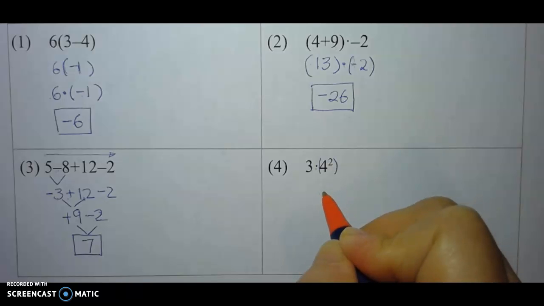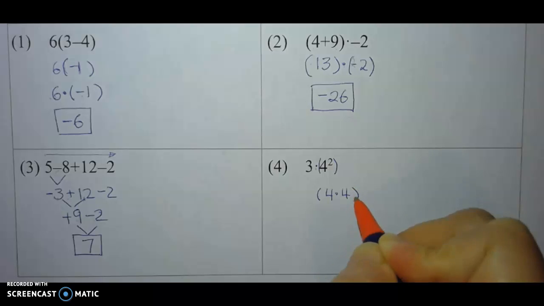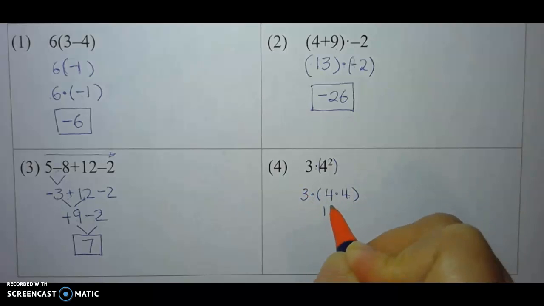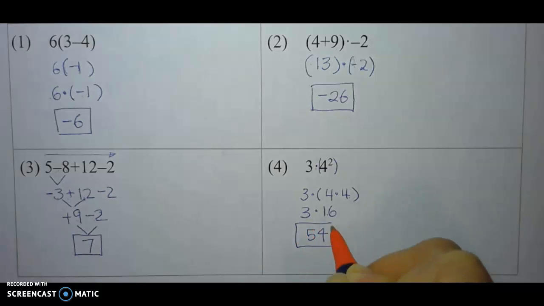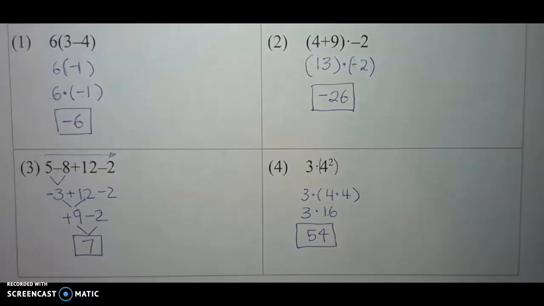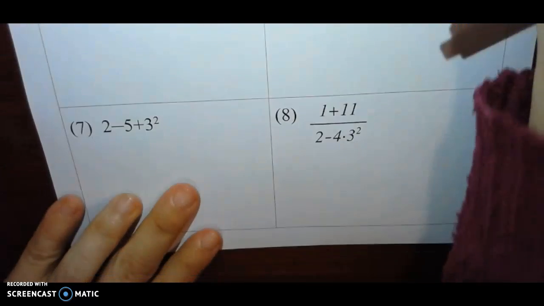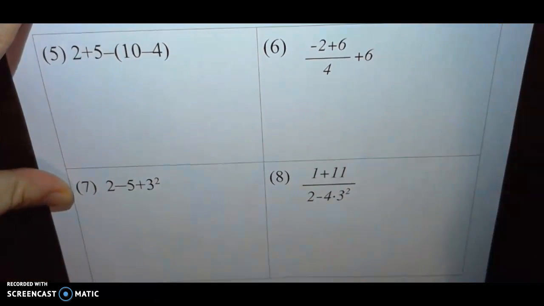So it's 4 times 4. What's 4 times 4? That's just 16. So 3 times 16. What's 3 times 16? That's 54. Okay? Great. Let's go on to 5, 6, 7, and 8.